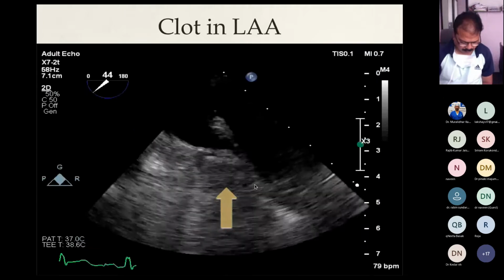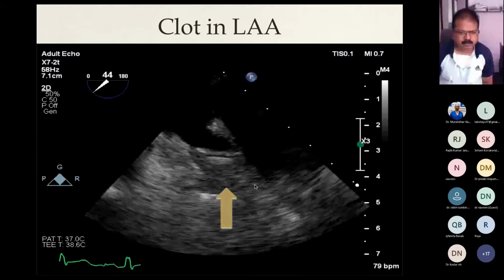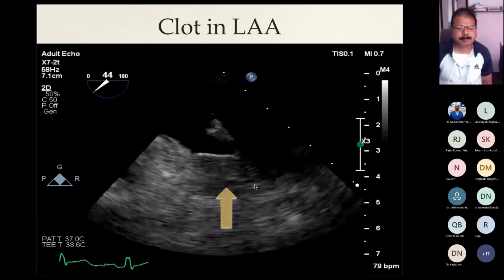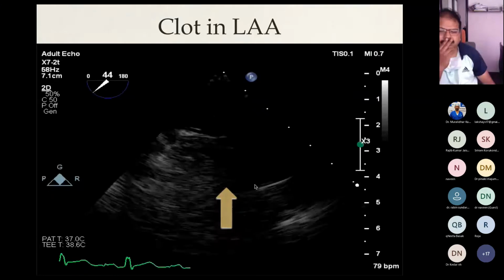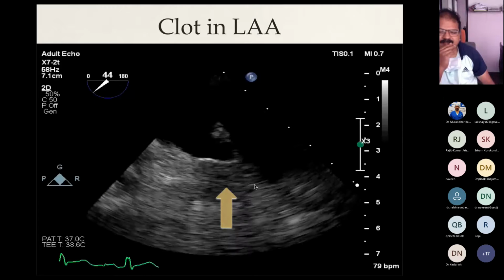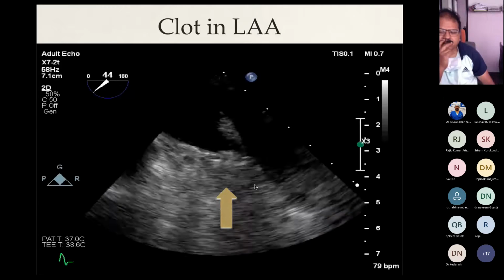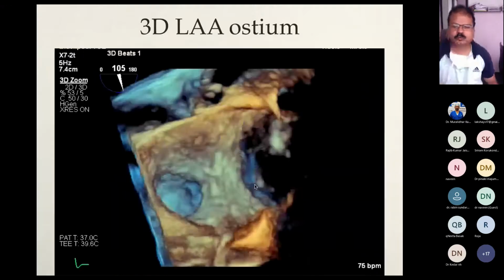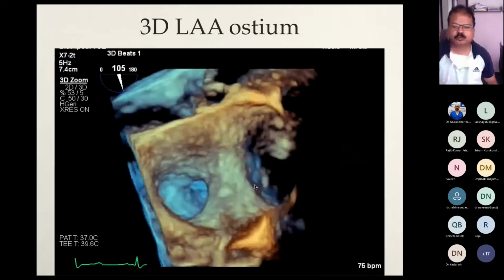And clot in the LAA. So any thrombus or any clot in the heart is not an absolute contraindication. You should always report it to the surgeon, and the surgeon should take out these clots carefully. Otherwise, this thrombus can cause occlusion of the LVAD inflow cannula and outflow cannula.